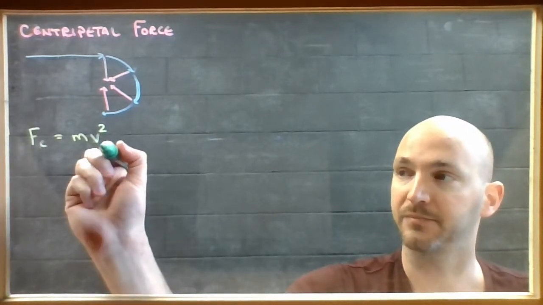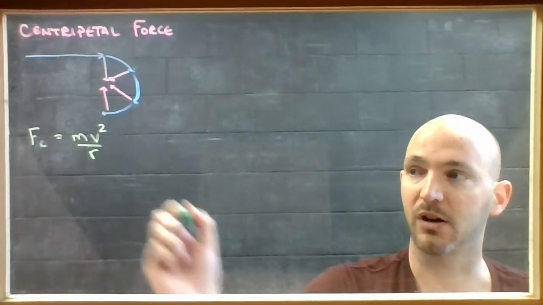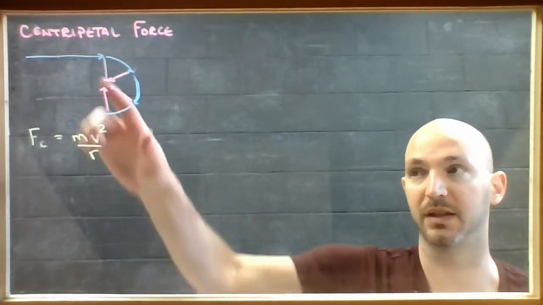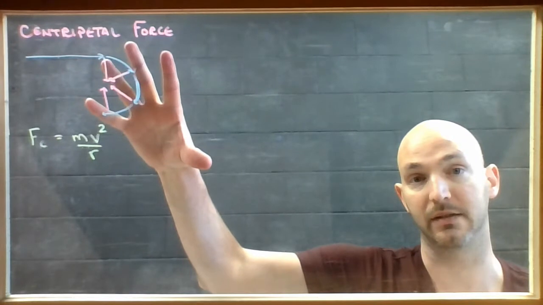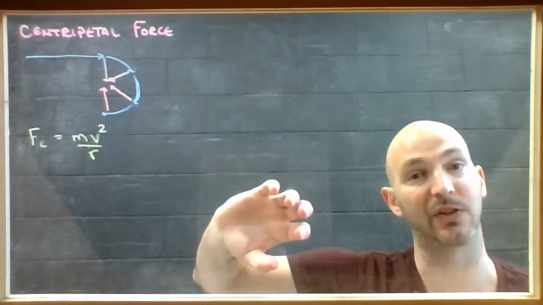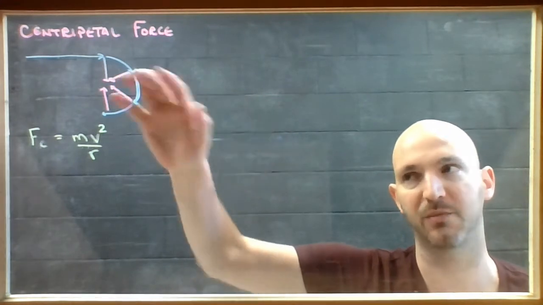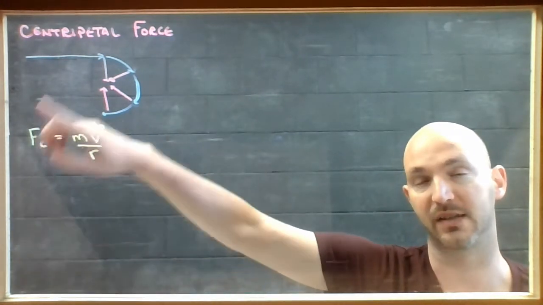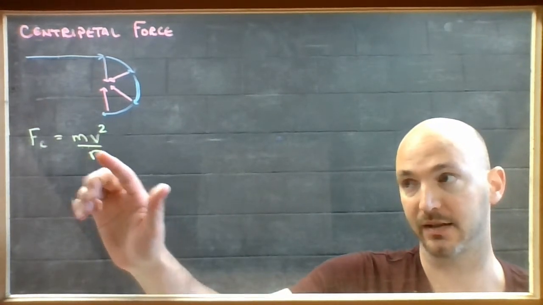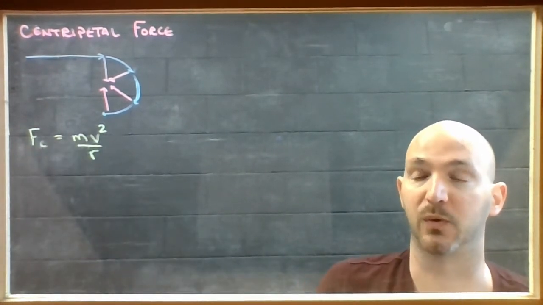The final thing is there's an R in the bottom. Now that's a tricky one to wrap your head around, but the bigger your R is, right? That means the bigger the circle is. That means the less curvature you need. Right? You're not curving as much because the circle is so big for you to go around. So the bigger the radius is, the smaller the centripetal force is required.